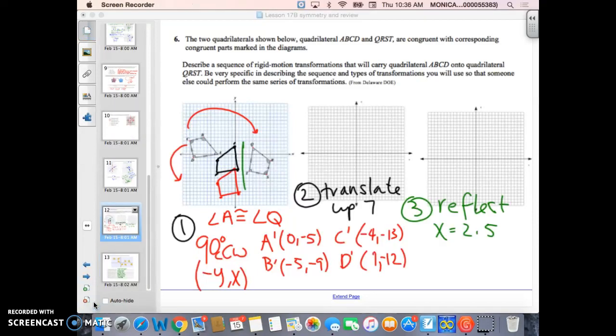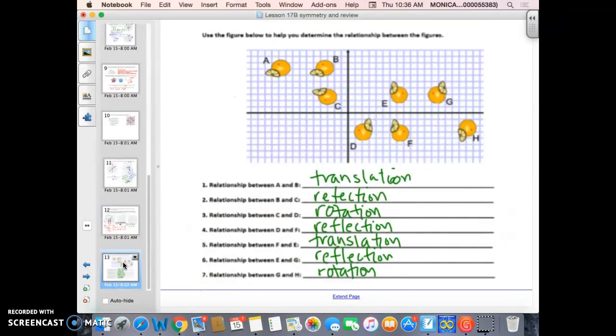I got to the red, I noticed I had to translate up 7, and then I noticed it was an exact flip or a reflection on the x equals 2.5. All right, if you have questions on that, let me know. And then you're going to quickly see the answers here. You might want to pause the video and check to make sure that you got those relationships correct. Okay, each of these questions are very similar, if not the same, as the questions you'll see on the test. So make sure you are studying everything very clearly.